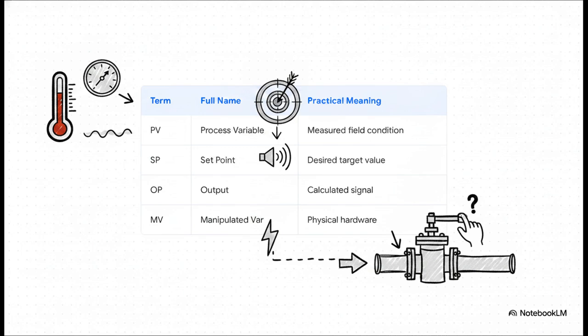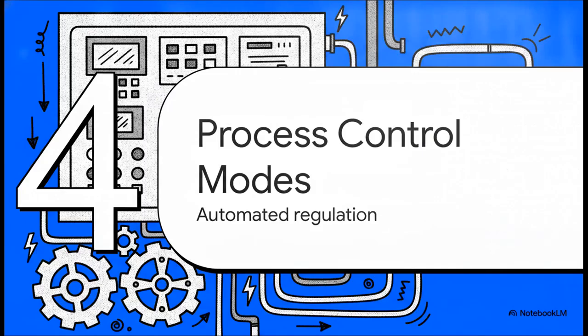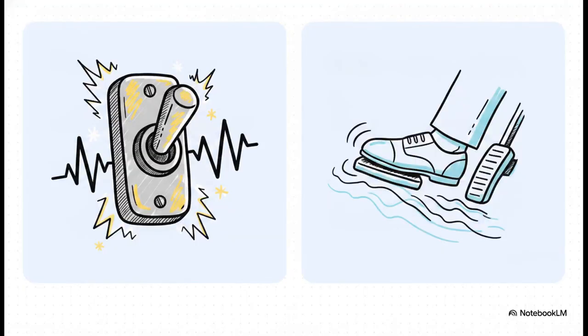Think about it like this. If your OP is screaming at 100%, but your PV isn't budging, you've almost certainly got a stuck MV out in the field. Section 4, 4 process control modes. Let's look at the different philosophies for automated regulation. You generally choose between 2 main active modes here.